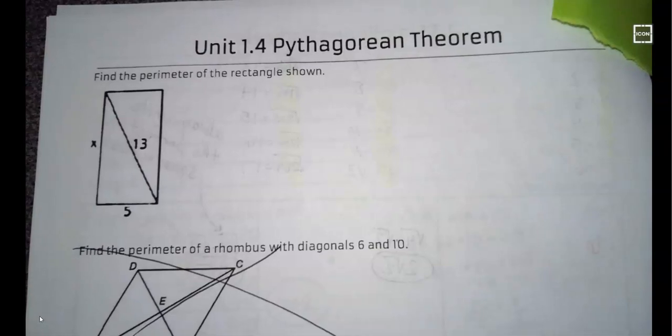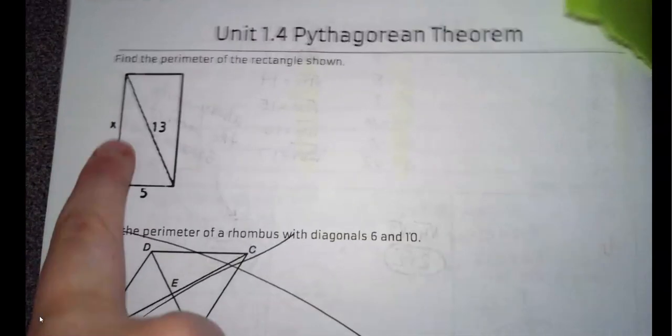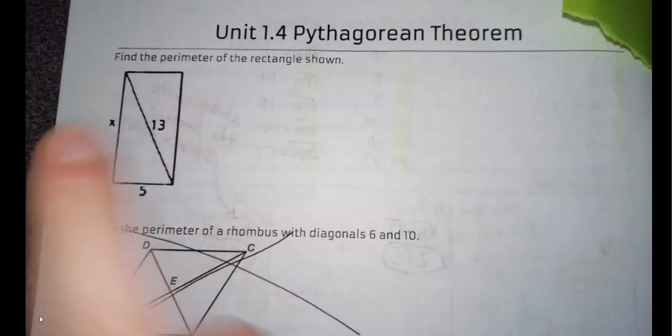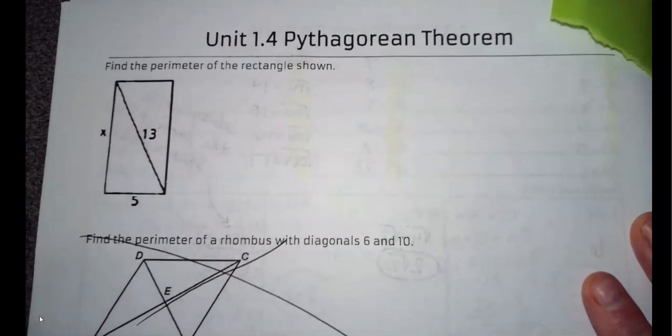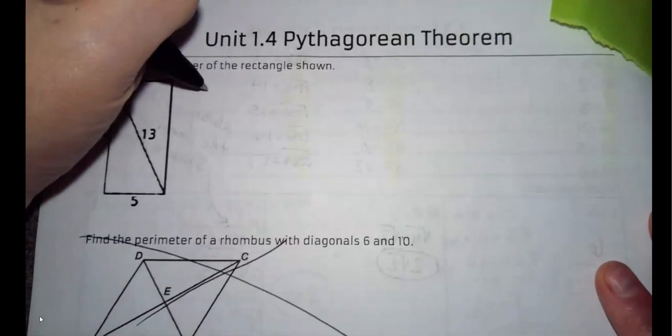So you're going to find the perimeter of the rectangle shown. Essentially, it's two right triangles within this rectangle. So we're going to use the Pythagorean theorem to find the missing side length, and then we can find the rest of the sides. So we have the Pythagorean theorem that we're going to write over here.